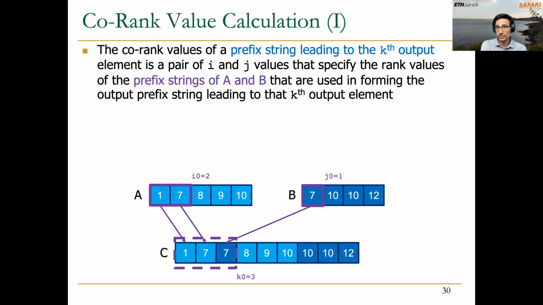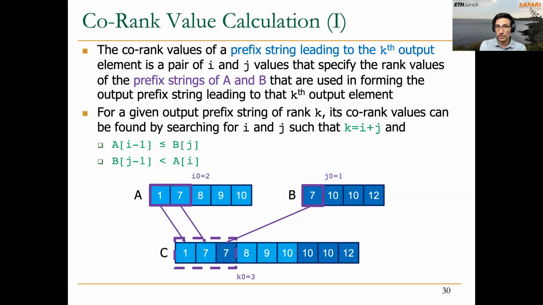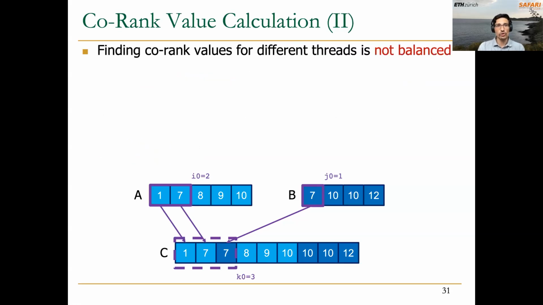The core rank values of a prefix string leading to the kth output element are a pair of i and j values that specify the ranks of the prefix strings of A and B that are used in forming the output prefix string leading to that kth output element. For a given output prefix string of rank k, its core rank values can be found by searching for i and j such that k equals i plus j, and these two conditions hold: A[i-1] is less than or equal to B[j], and B[j-1] is less than A[i]. That's what we are going to do in the core rank calculation.